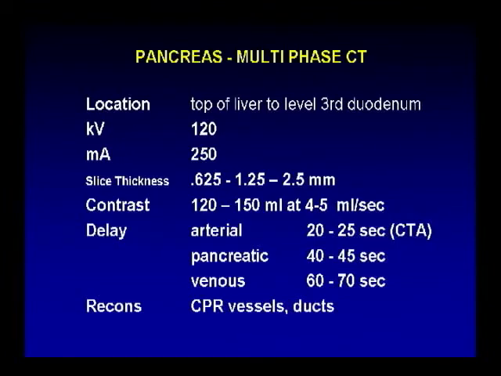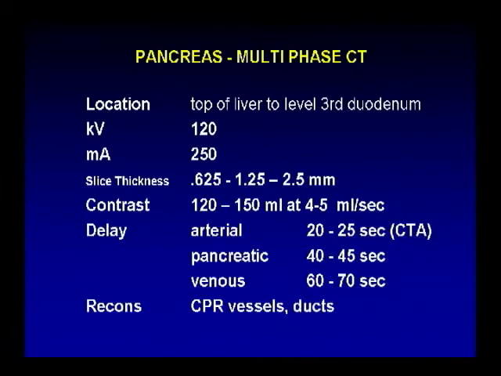So your minimum scan volume will be from the top of the liver down to the level of the third duodenum, standard KV and MA. Slice thickness will vary depending upon the specific multi-detector CT scanner that you have, but typically with a 64 slice it will be at 0.625 millimeters, and for a 4 slice MDCT, thicker slice thickness at 2.5 millimeters. Standard contrast volume is 120 to 150 ml, and a rate of 4 to 5 mLs per second is needed in order to opacify properly the branch vessels.